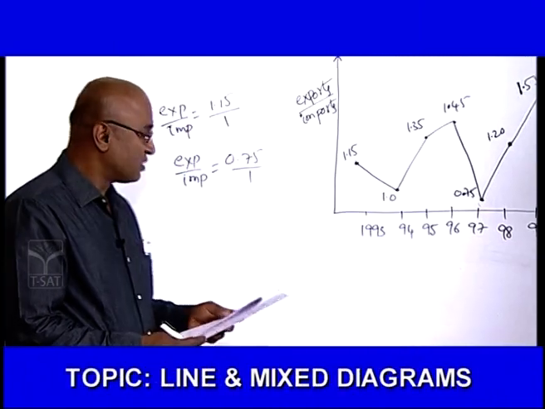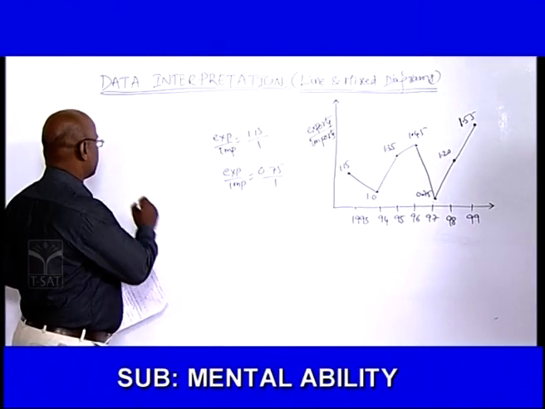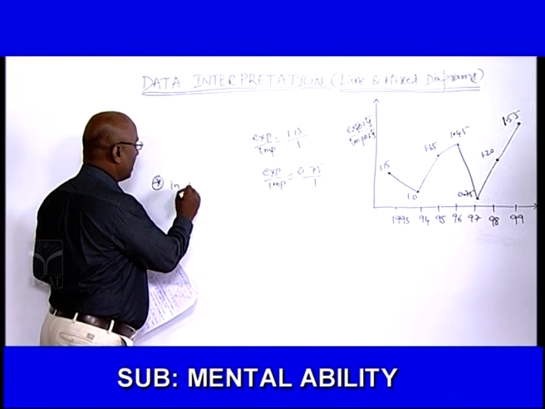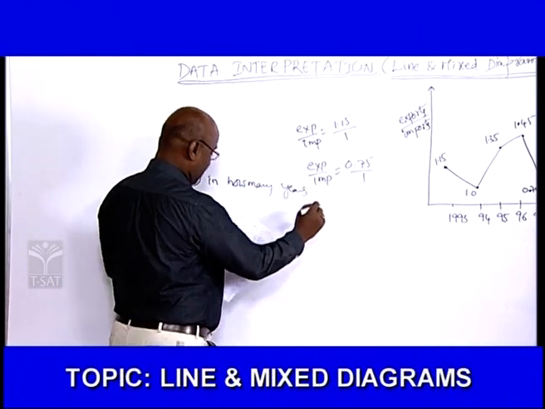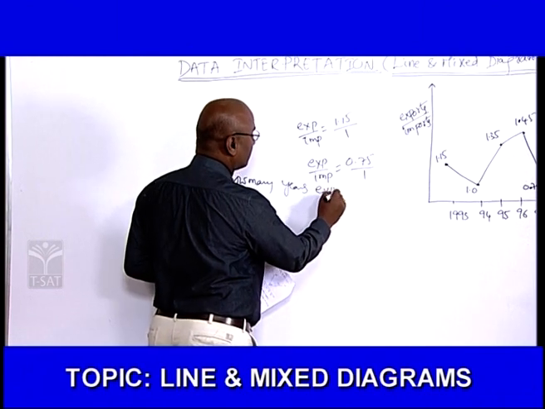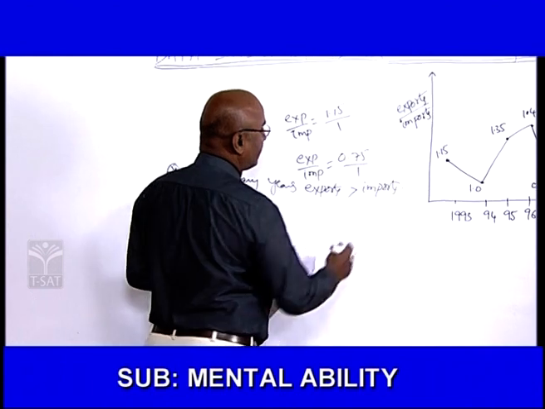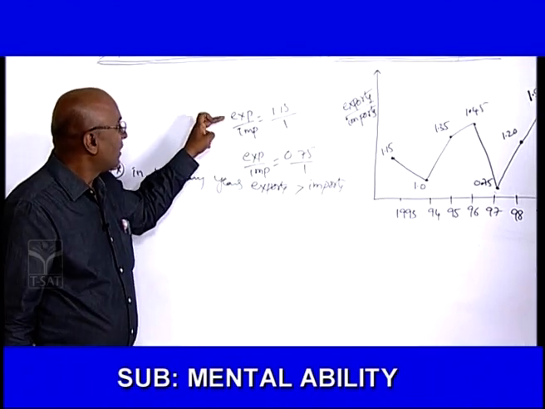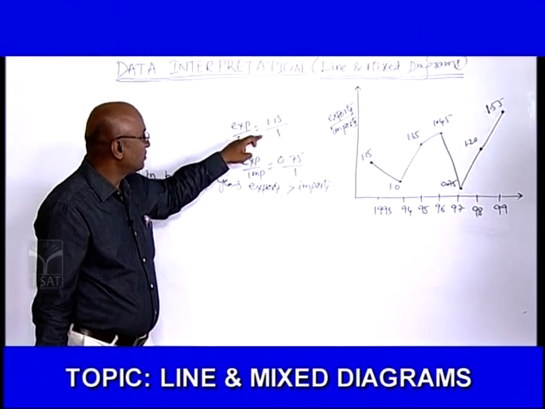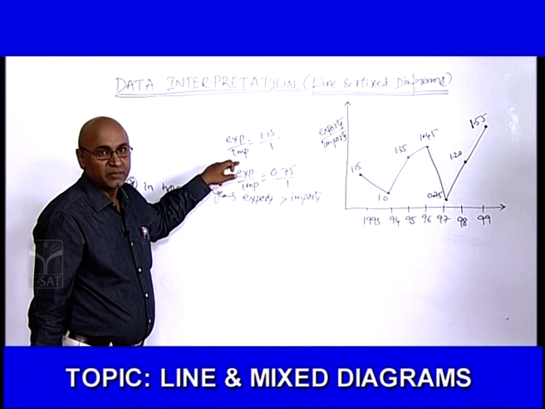Now, we will see the first question. In how many years exports are more than the imports? The question is, in how many years exports are greater than the imports. See, in the year 1993, 1.15, we see that when the ratio of exports to imports is more than 1, then exports are greater than imports.